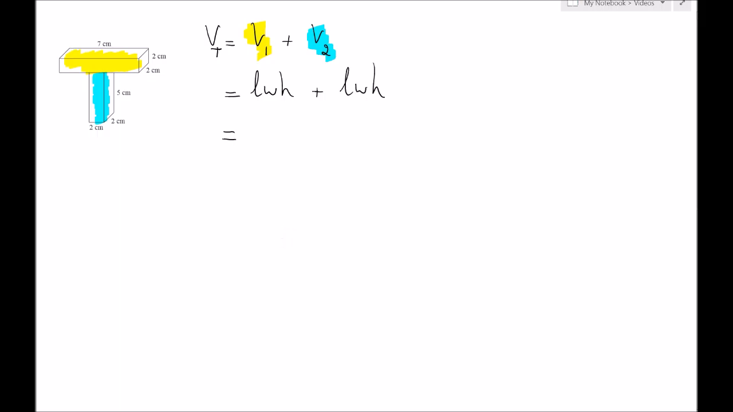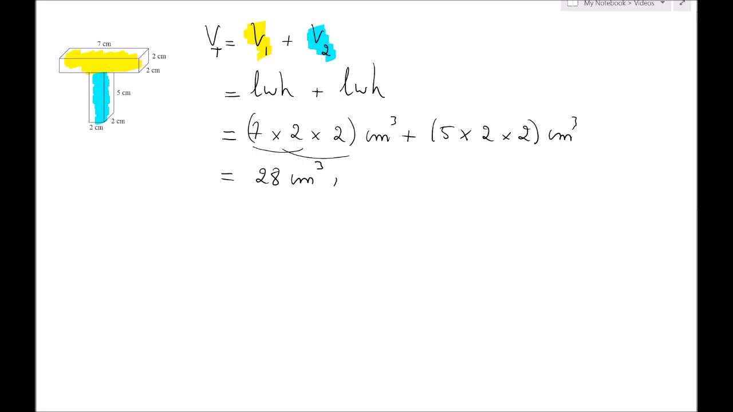Alright, first part, what's the length in my yellow cuboid? That's going to be, let's just take 7 times 2 times 2, and that's going to be, of course, centimeters cubed. Alright, the blue shape, however, is going to be 5 times 2 times 2 centimeters cubed. 7 times 2 times 2, that makes 28 centimeters cubed. 5 times 2 is 10, 10 times 2 is 20, so 20 centimeters cubed.